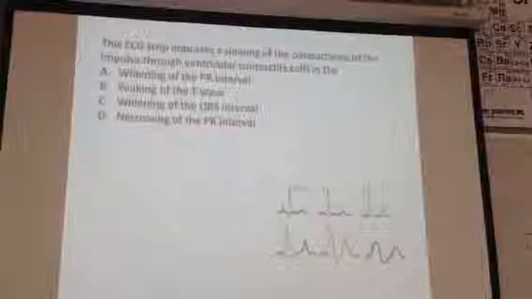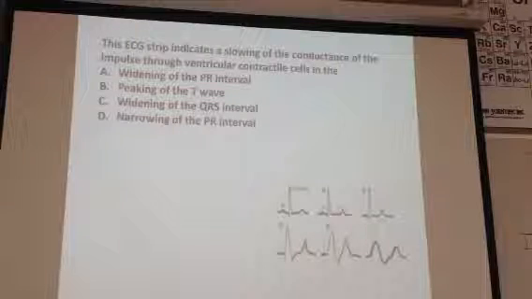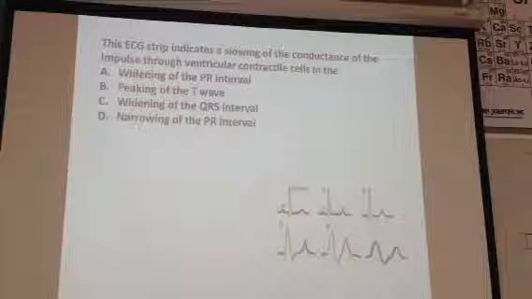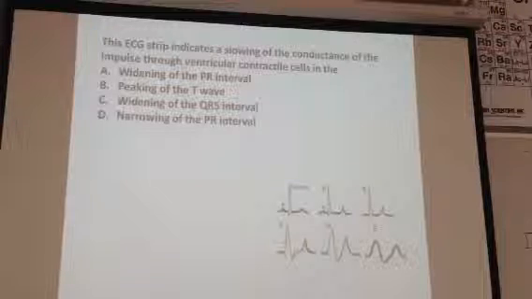The ECG strip indicates a slowing of the conductance of the impulse through ventricular contractile cells because of what? Now, before you get all nervous, what I told the morning class, what their assignment was over the weekend, was to develop the confidence that they knew this material and not panic when they read a question like this.